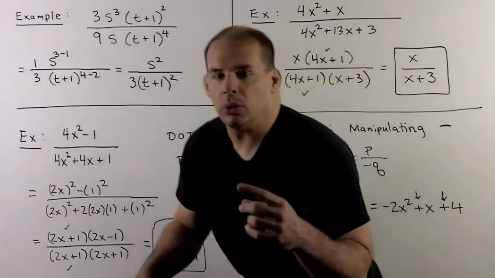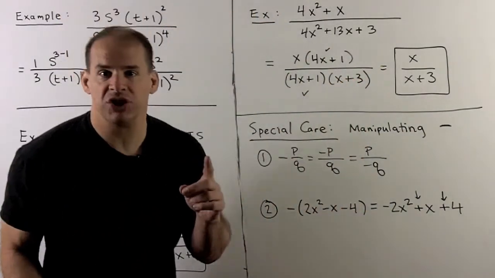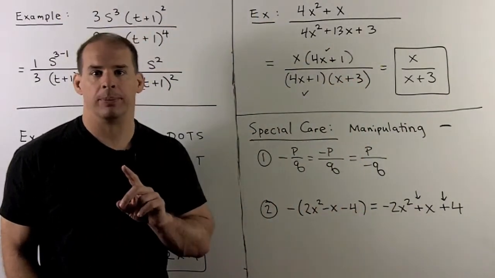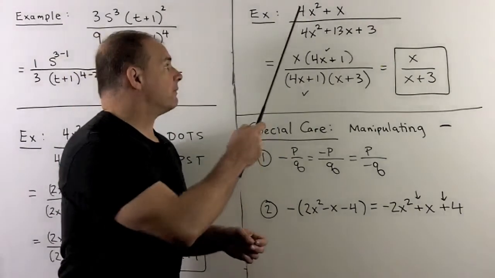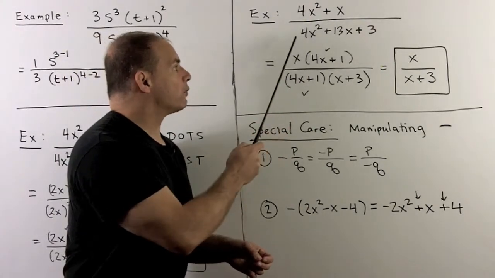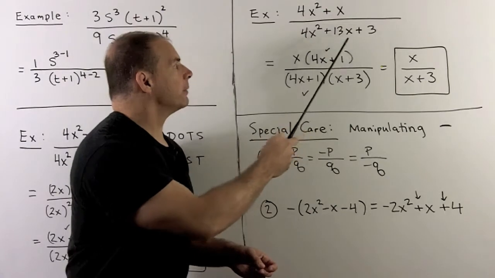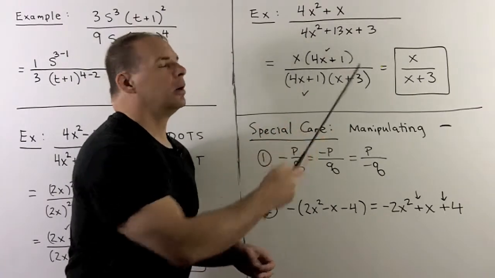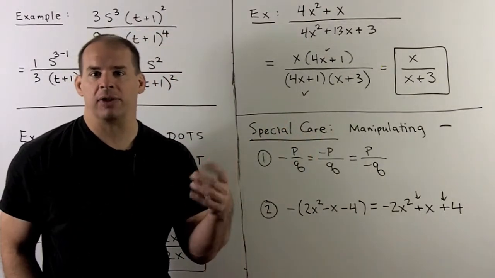With that, we have a hint as to how to do our factorizations if we know how to do one of them. So for example, if I have 4x squared plus x over 4x squared plus 13x plus 3, note in the denominator, probably you'd want to use something like the AC method to pull that apart.